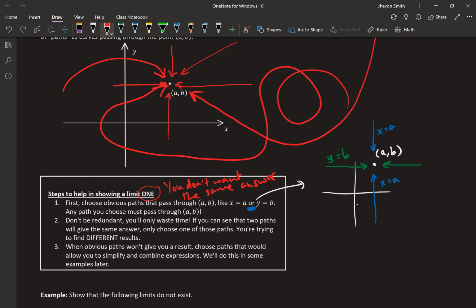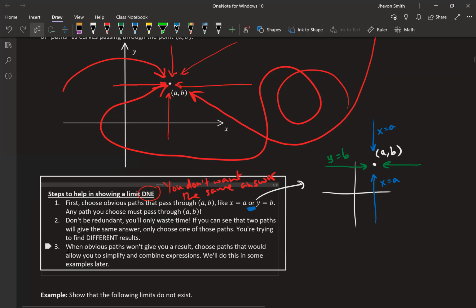So when the obvious paths won't give you different results, what you can do is choose another path. Now, the other optimal path to choose would be a path that allows you to simplify or combine expressions in the formula so that you can get to an answer a lot easier without looking at two variables at a time. So you still want to bring things back to the single variable case as much as possible. And you can do that by approaching along the obvious paths or by approaching along some path that allows you to simplify things. So that's essentially the 3 steps process.